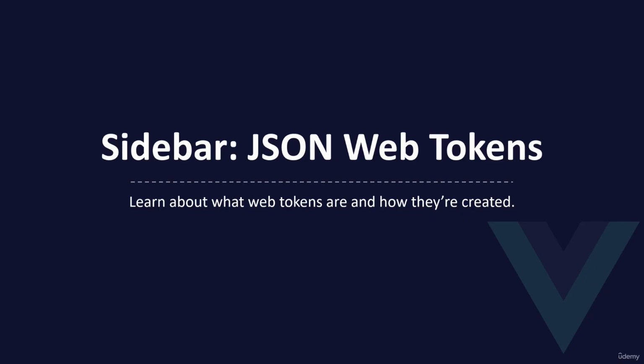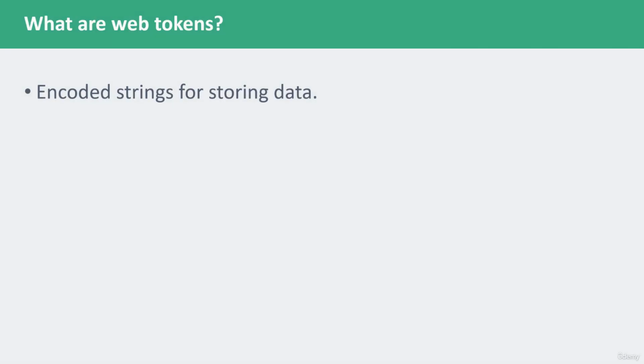In this lecture, we're going to explore what JSON Web Tokens are. We're finished with the authentication system for the application. One word I've brought up often is the word token. What are tokens? How do they work? These are the questions I want to answer in this lecture. Let's start with what web tokens are.